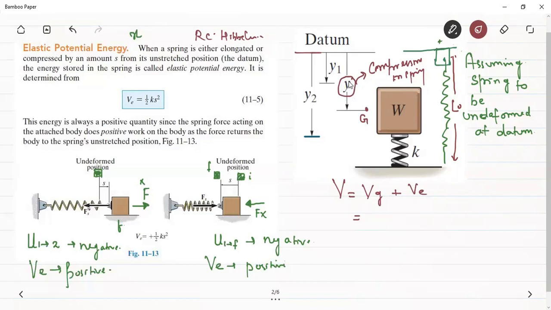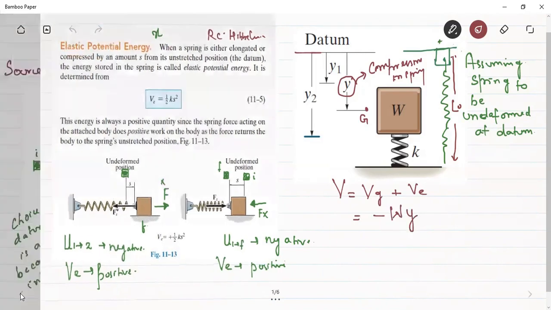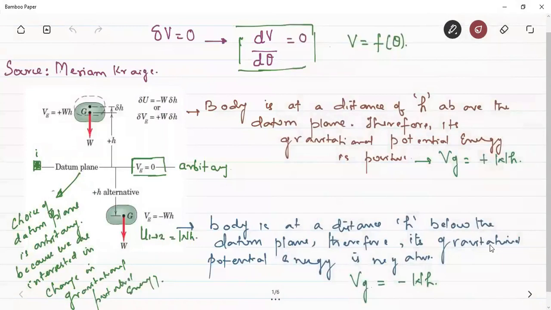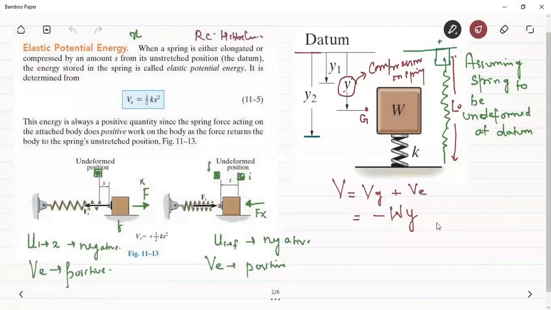Therefore, since this block is at a distance of y below the datum, the gravitational potential energy of this block will be negative. This gravitational potential energy can be written as minus Wy, as we have seen in the sign conventions in the previous slide. Had this block been above the datum, we would have written the sign to be positive. And the elastic potential energy is always a positive quantity.